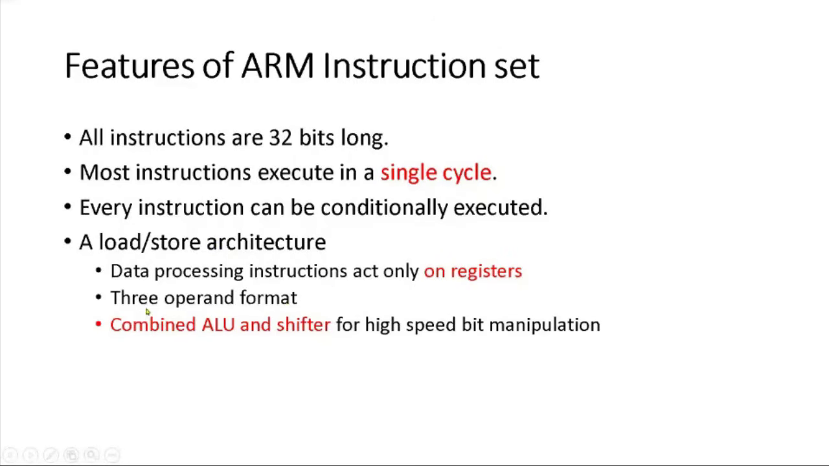And we have the 3 operand format. This also we have seen already. And combined ALU and shifting operations. There is an ALU here, which is the arithmetic and logical unit. When it is performing the ALU operation, simultaneously it will do the shifting or rotating operation. For that, we have one barrel shifter. The barrel shifter takes care of the shifting or rotating, and then it will send the data to the ALU operation. Because of this, high speed processing is possible. So these are the features of the ARM instruction set.